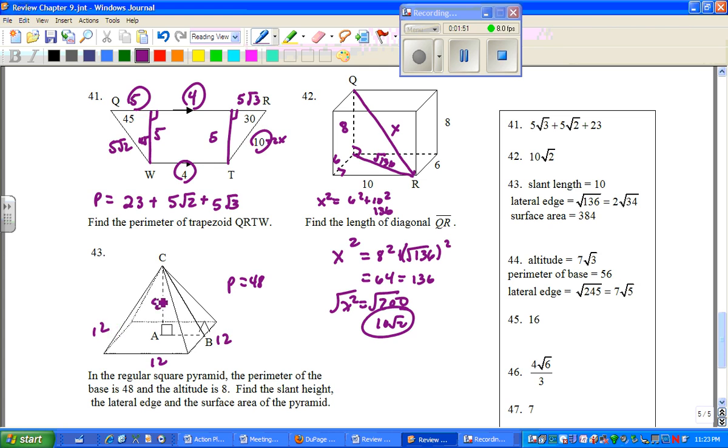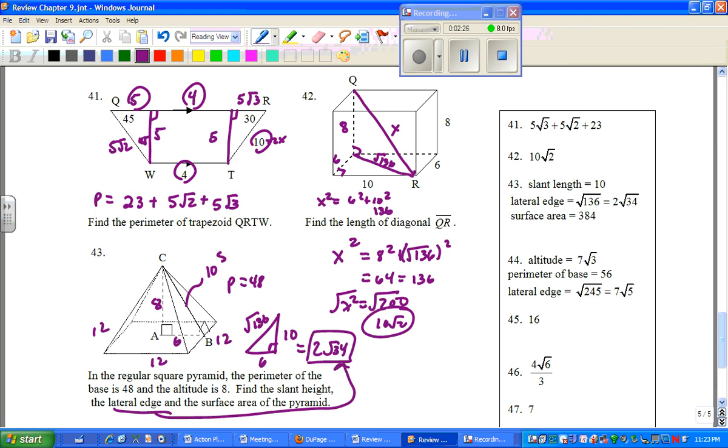The altitude is 8, so that's CA. Find the slant height. Well, that's 6, 8. The slant height here has to be a 10 because of the 6, 8, 10 triangle. Find the lateral edge. The lateral edge, if I look at that triangle, we have base is 6, slant height of 10. We have to do Pythagorean theorem, which is the square root of 136. I only know that because I just did it up here on number 42. So then that simplifies to 2 roots of 34 for the lateral edge.